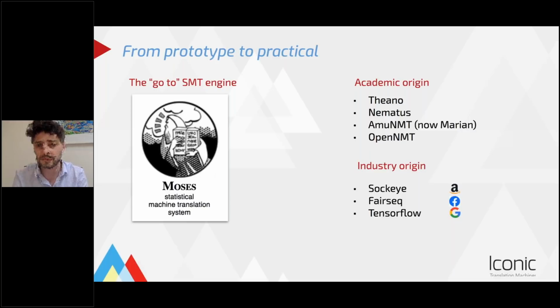came from NYU. We had Nematus, which is now, I think, in Edinburgh as well. We had AmuNMT, which later became known as Marian. And then there was OpenNMT, which was a little bit of an academic-industry collaboration. And then we had a subsequent wave of open source tools released by industry players, which was a first from an MT perspective. So we had the likes of Sockeye from Amazon, Fairseq from Facebook, and Google's TensorFlow platform.